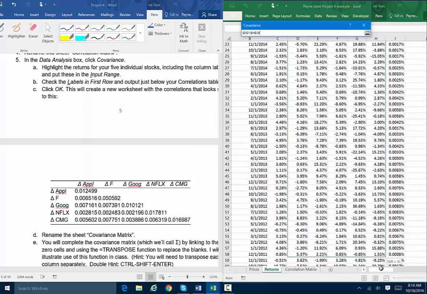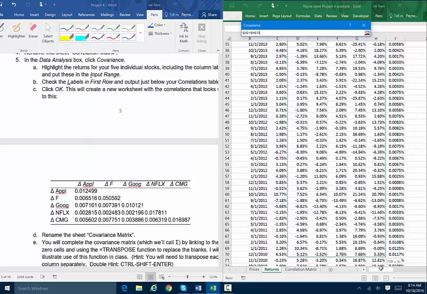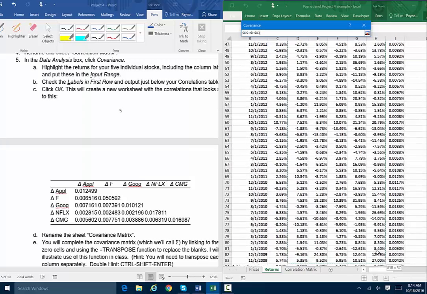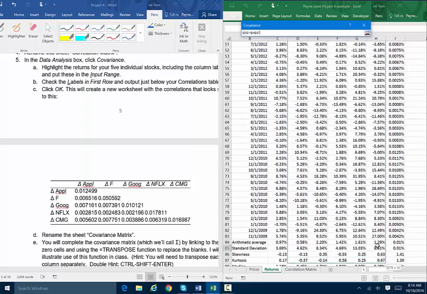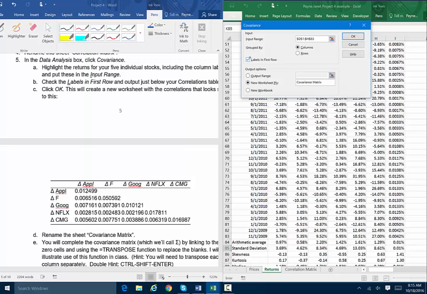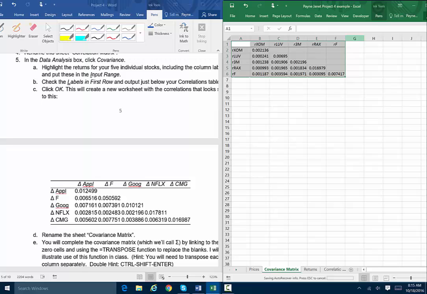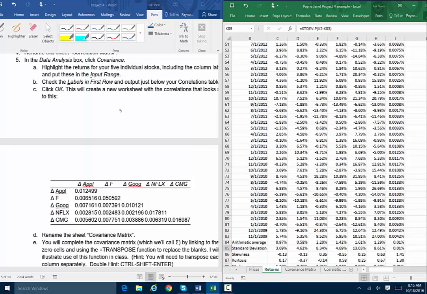But I'm just going to show you the difference between the correlation matrix and the covariance matrix. And here we are. Labels in first row is checked, and I'm going to put it in a new worksheet called covariance matrix. Okay, so there it is. So let's take a look at the correlation matrix and the covariance matrix and see what those look like compared to one another. I'm trying to get them sorted.